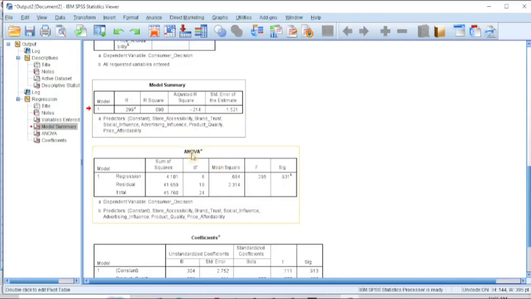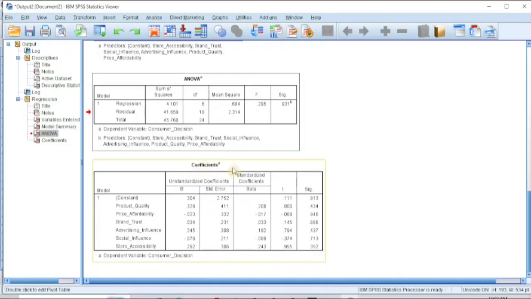Now, the ANOVA table. From the ANOVA table, the p-value designated as SIG is 0.931, which is much greater than 0.05, indicating that the overall regression model is not statistically significant. This means that there is no evidence to suggest that the independent variables jointly predict consumer buying behavior better than a model with no predictors at all. Again, your own real data can also do better.